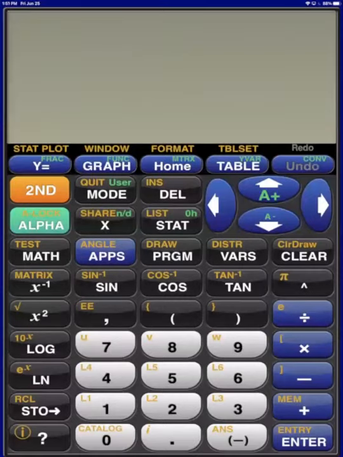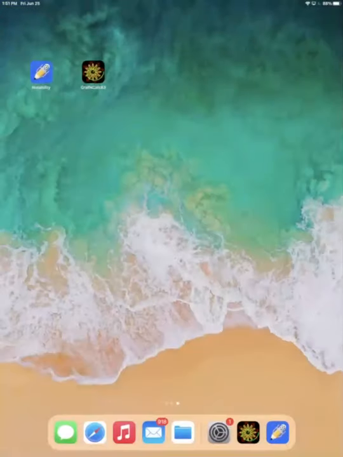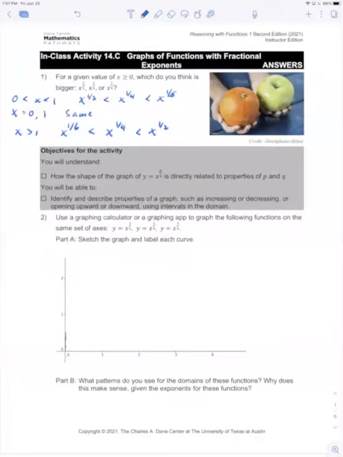Let's go back to our paper and write this out here. Part A says sketch the graph and label each curve. Well, each of these curves is going to go through the two points 0, 0, and 1, 1. The first curve we graphed was y equals x to the 1/2. It's going to come up like this, go through the point 1, 1, and then go out here. And we'll label that x to the 1/2.